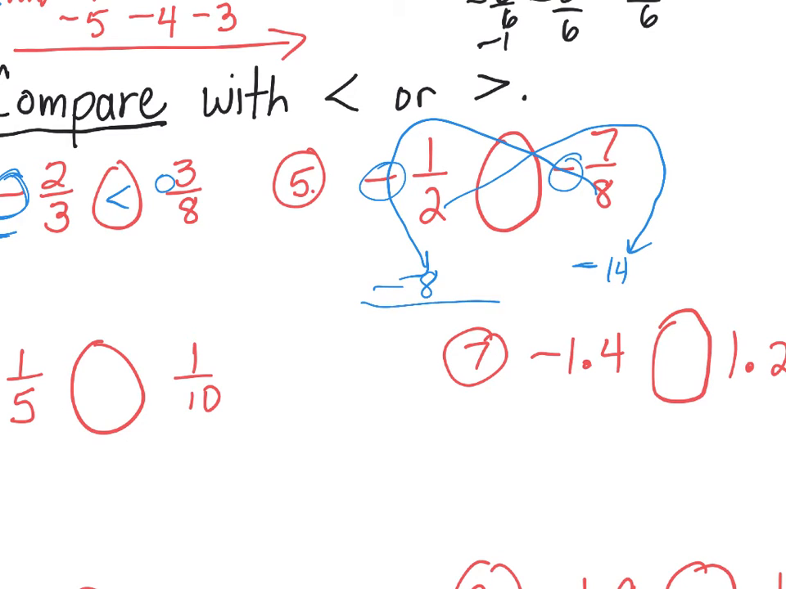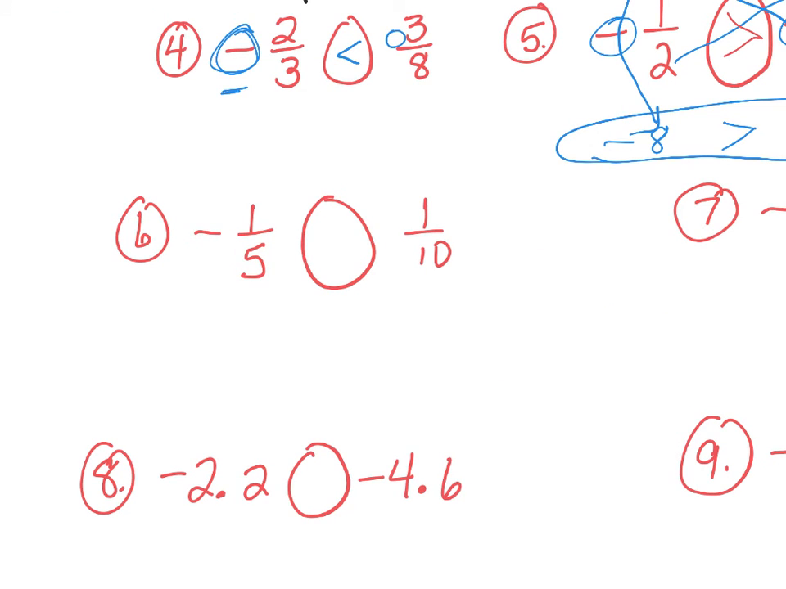How does -8 compare to -14? Which one's closer to 0 on the number line, Jada? So -8 is greater than -14. So that's what we would put up here as greater than.